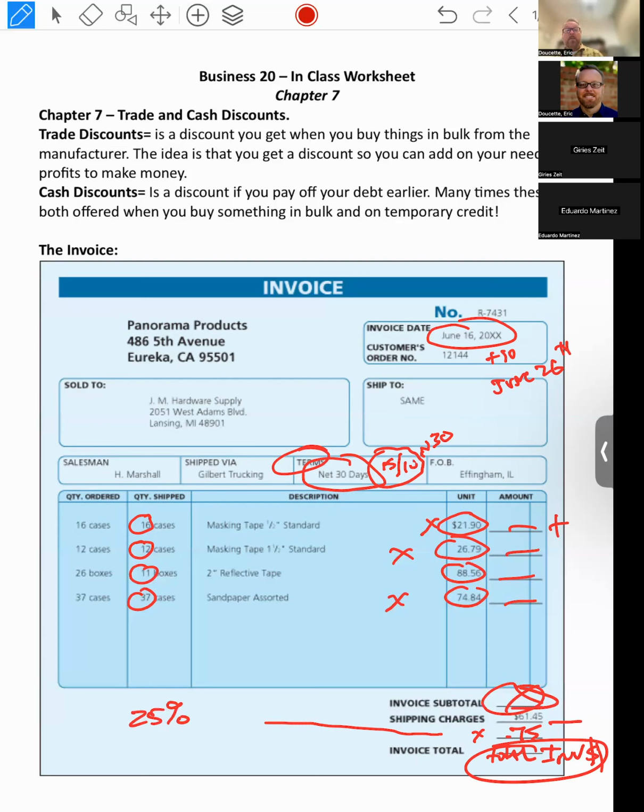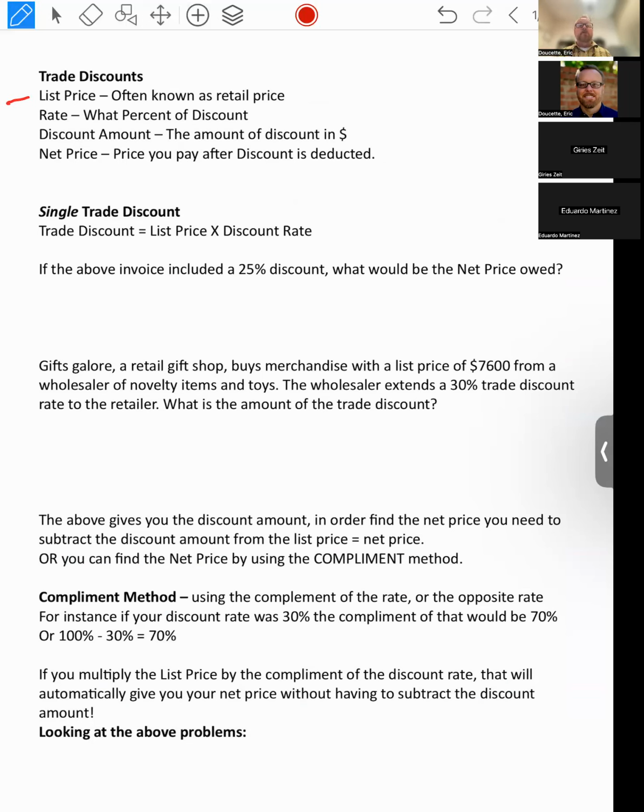First thing we're going to look at is we're going to open up our first page on trade and cash discounts. So again, when you're dealing with trade discounts, you're going to be dealing with what's called your list price. That is how much it costs, the known retail price of an item. We often call that the manufacturer's suggested retail price or list price. Then you're going to have your rate, which is whatever the discount is going to be, presented in terms of a discount rate, a percentage usually. And then you're going to have your discount amount. So how much off of the list price are you getting? It would be the rate multiplied by the list price that would give you your discount amount, very similar to the portion.